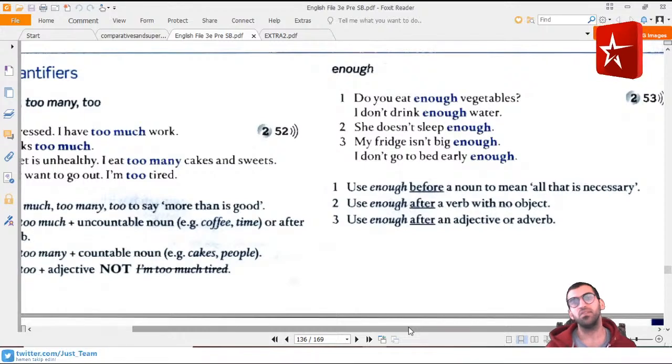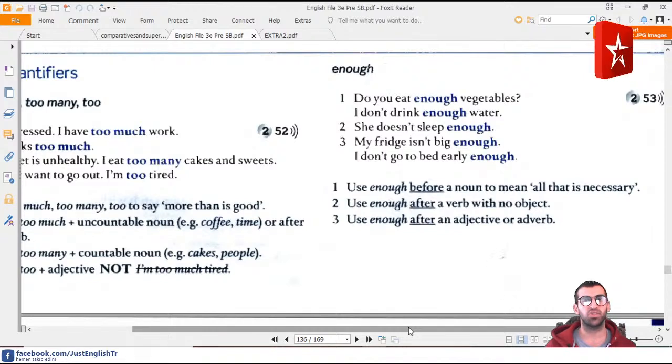And we use enough after verb. Okay. I don't drink enough water. I don't eat enough food. I don't sleep enough. So we use enough after verb, with no object. I don't drink enough water.